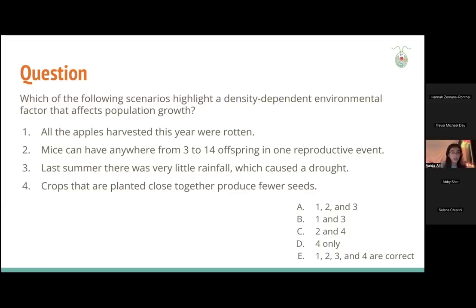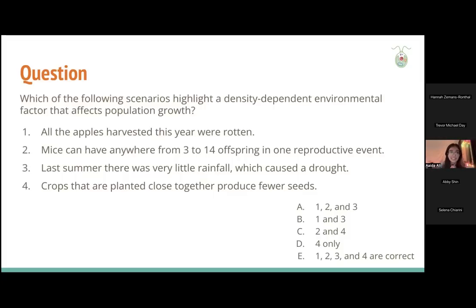Option number three is wrong because the drought is an environmental density independent factor. And so that drought's going to affect everyone the same way. Doesn't matter if you're close with everyone else or if you're kind of far apart, you're going to be experiencing a drought. And then finally, option number four is correct because this is a direct example of where planting crops too close together or too densely will affect the growth rate and it'll actually decrease the growth rate because not as many seeds can be produced.